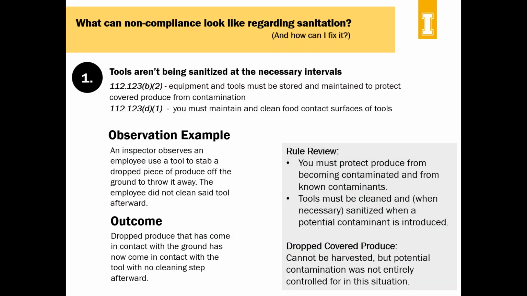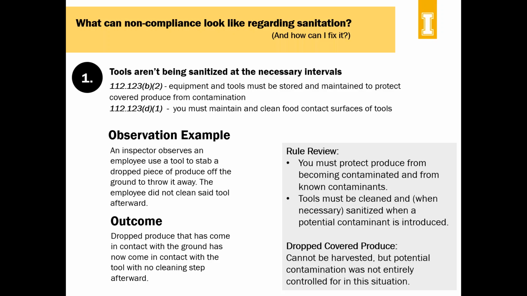So something that occurs in thinking about the way that this applies to our operation is thinking about if we were to have an inspector out to our farm this year or next, or maybe you already had someone out last year, the kind of things that they may be looking for if they're on our farm. So relevant to sanitation, this is just an example of one thing that could occur. For example, let's say your tools aren't being sanitized at the necessary intervals that they need to be sanitized at. So in terms of the rule, that would be related to section 112.123(b)(2).